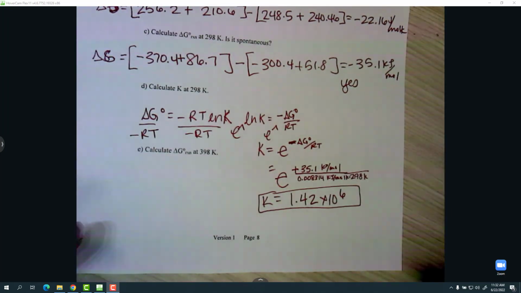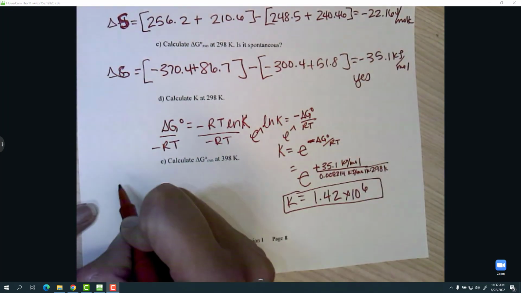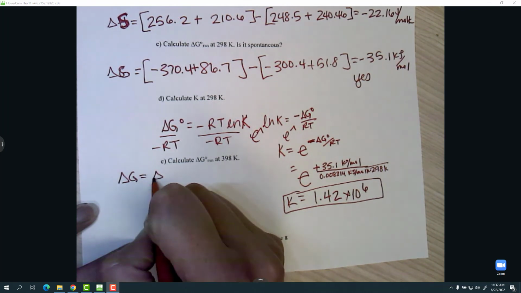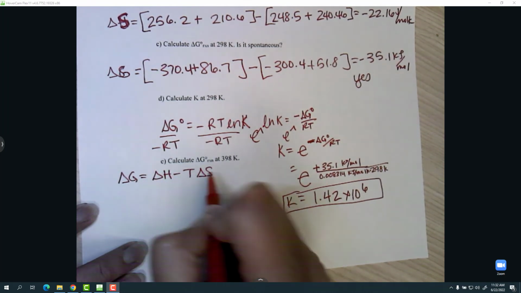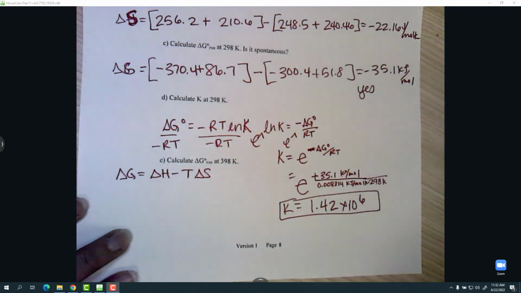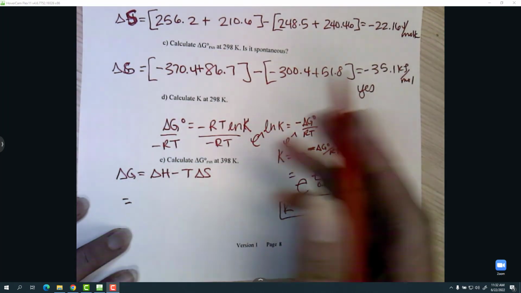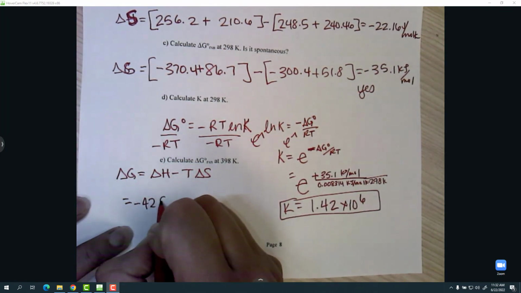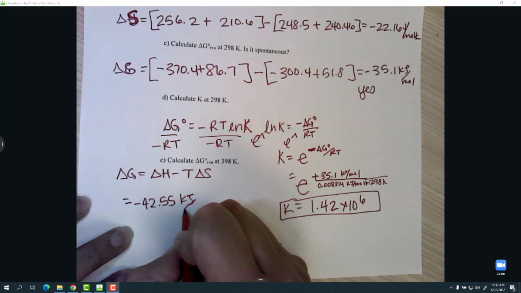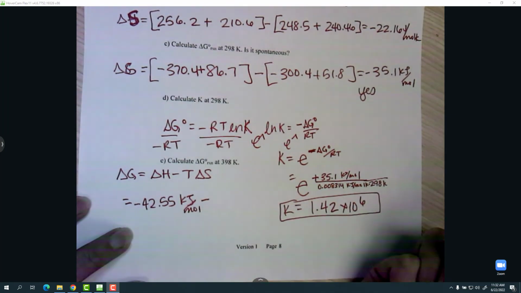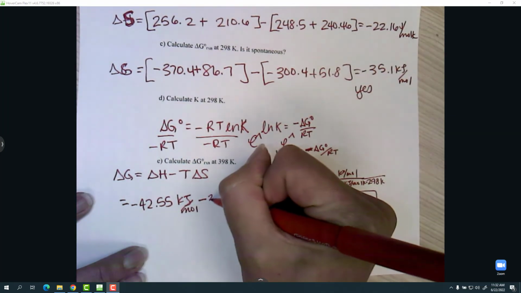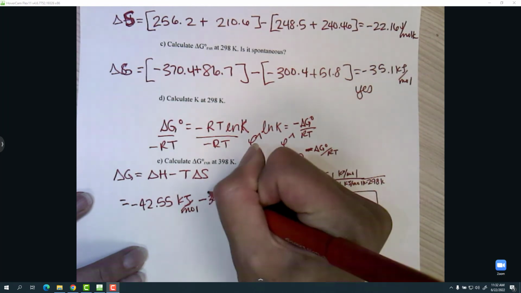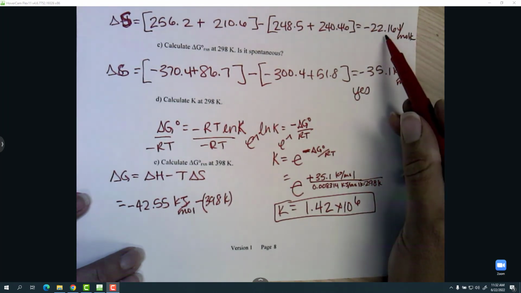And then the last thing it asked me for is the delta G at a different temperature. So for that, I need to use delta H minus T delta S. I have all the numbers I'm going to need here. So the delta H is negative 42.55. I know it's off screen, but that's from my part A. The temperature is 398 Kelvin that they just gave me. And then the S is my negative 22.19, but remember that's in joules.